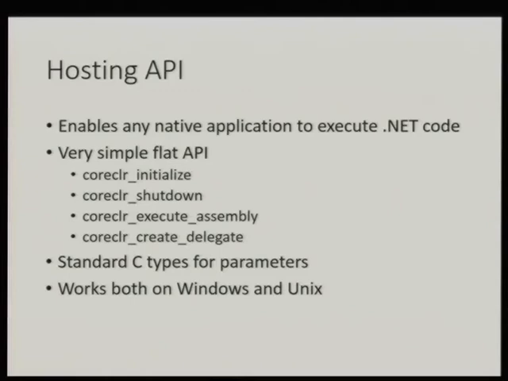And you can call them as many times as you want until you shut down the whole system. These APIs use standard C types for parameters, so you don't have to include any weird headers, any weird Windows type definitions and stuff like that. And when we did that, we decided it's a good idea to use it on Windows as well, so that we can allow application developers to use the same hosting APIs if they want to have applications that work on both the systems.